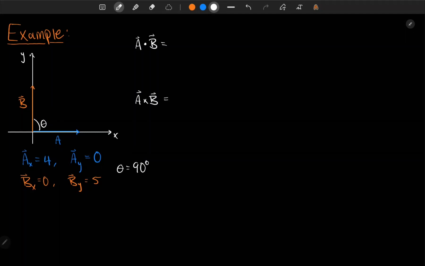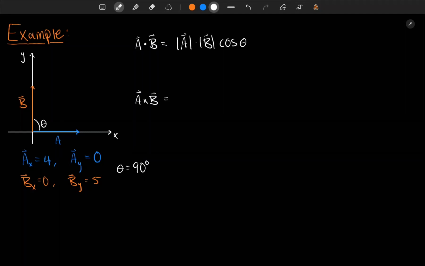Then let's compute A dot B and A cross B. To start, let's compute A dot B. Remember that A dot B is equal to the magnitude of A times the magnitude of B times the cosine of the angle theta between A and B.